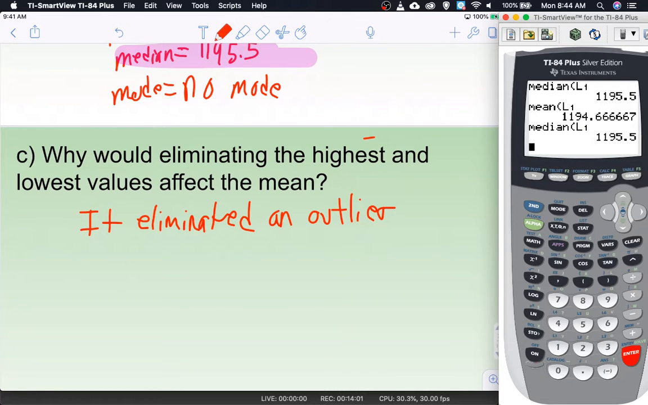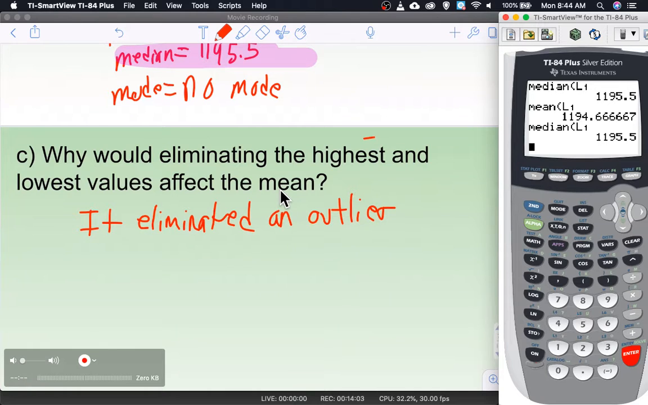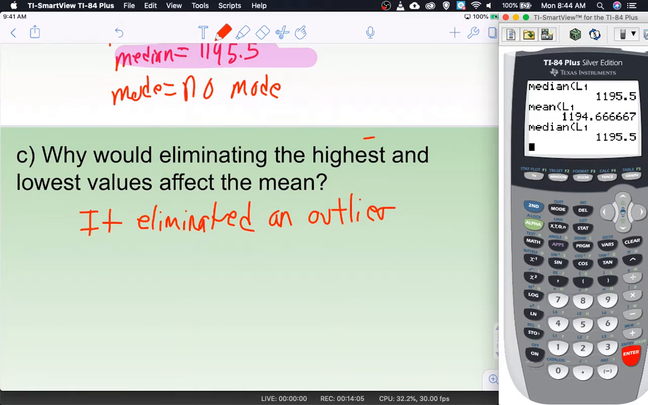And the mean is very susceptible to outliers. If you have an outlier in your data, it can greatly affect the mean, where one outlier doesn't really have much effect on the median.